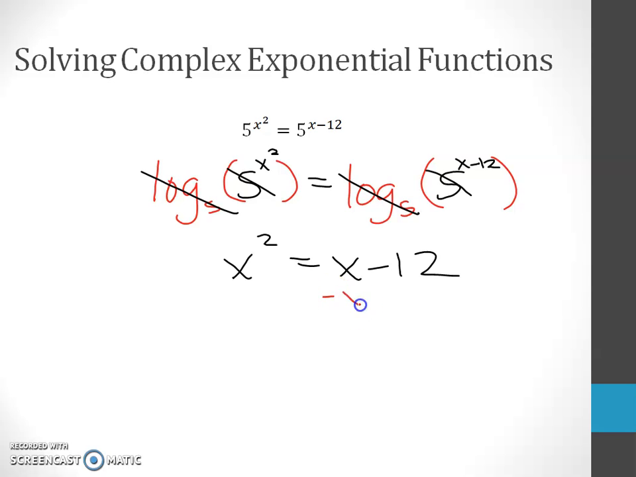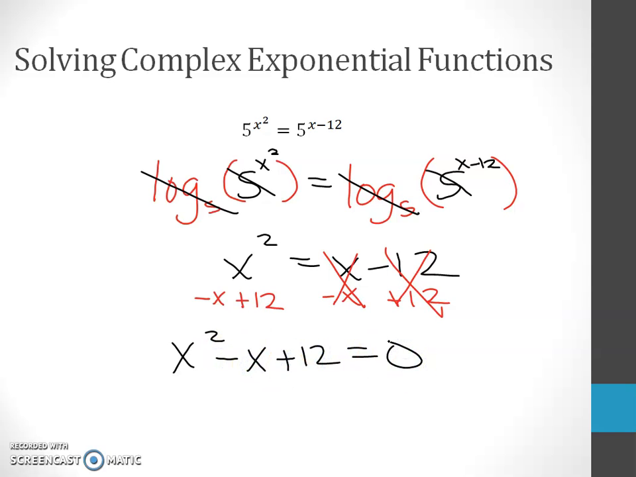So we're going to go ahead and subtract our x, add our 12 over, subtract our x, add our 12 over. These would cancel. I end up with an x squared minus x plus 12 equals 0. And now I'm going to be ready to factor this thing.